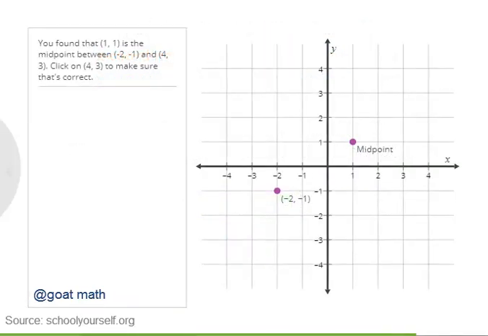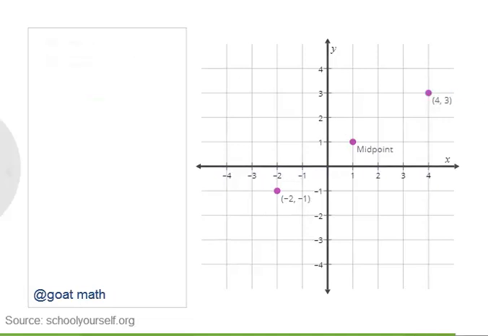So you found that 1, 1 is the midpoint between -2, -1 and 4, 3. Go ahead and click on 4, 3 to make sure that's correct. So you were absolutely right. The midpoint between -2, -1 and 4, 3 is 1, 1. So not only do you know how to find the midpoint between any 2 points, but you can also work backwards to figure out those 2 points when you only know one of them and the midpoint. Nicely done.